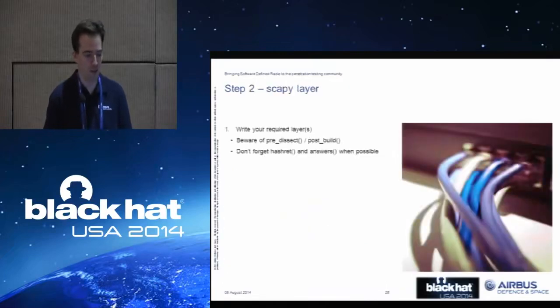Then you move to scapy. Scapy is pretty simple. You just write your required layers. Beware of pre_dissect and post_build, because most of the time in computer-based environments, you have your header and then your payload. On radio, your payload is really often taken between the header and the CRC. So for scapy, you just have to pre_dissect your packet to bring back the CRC to the header, so it can process packets smoothly. You test it and you're done.